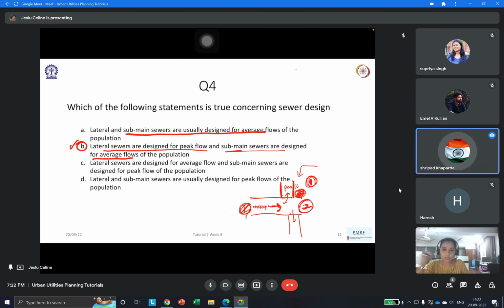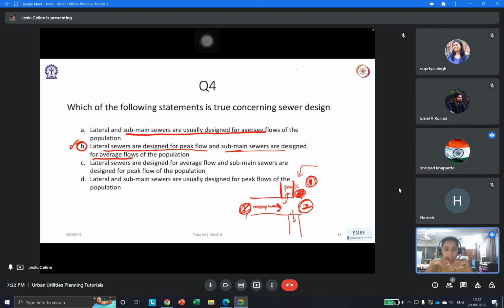But the answer, madam, is: lateral and sub-main sewers are usually designed for the average flow for the population. This is the correct answer. How do you know that is the correct answer? Because lateral and sub-main sewers are usually designed for the average.